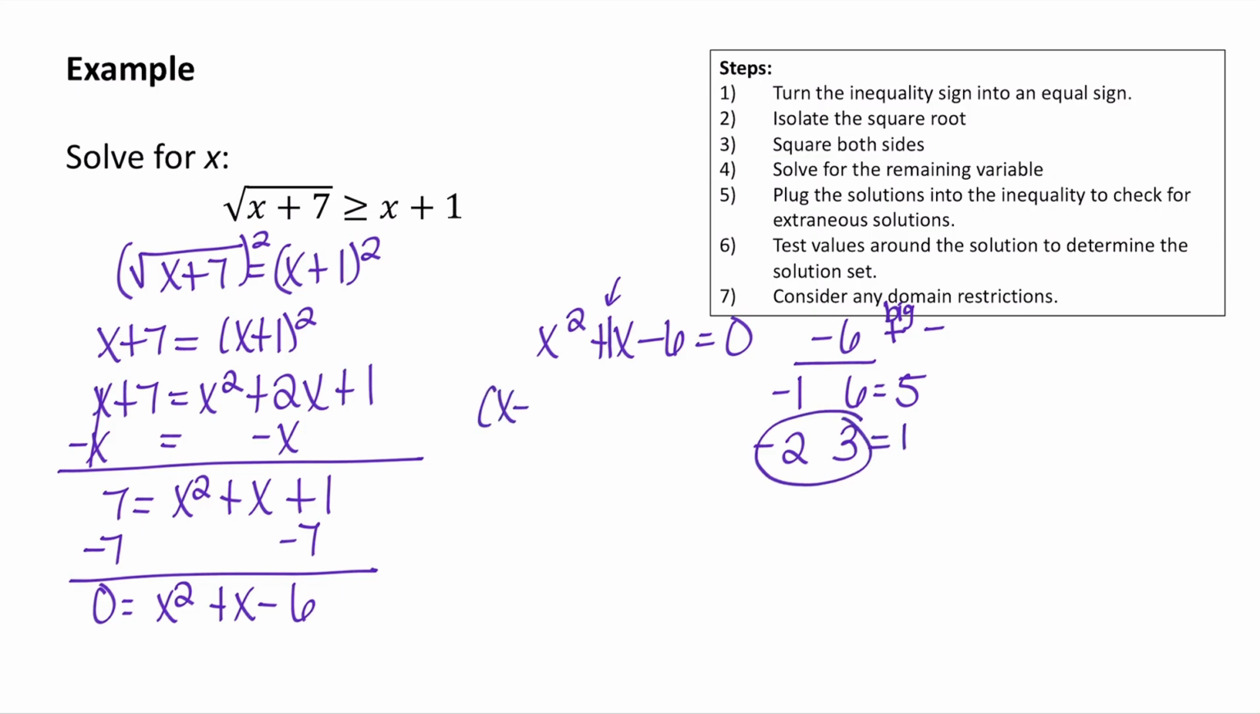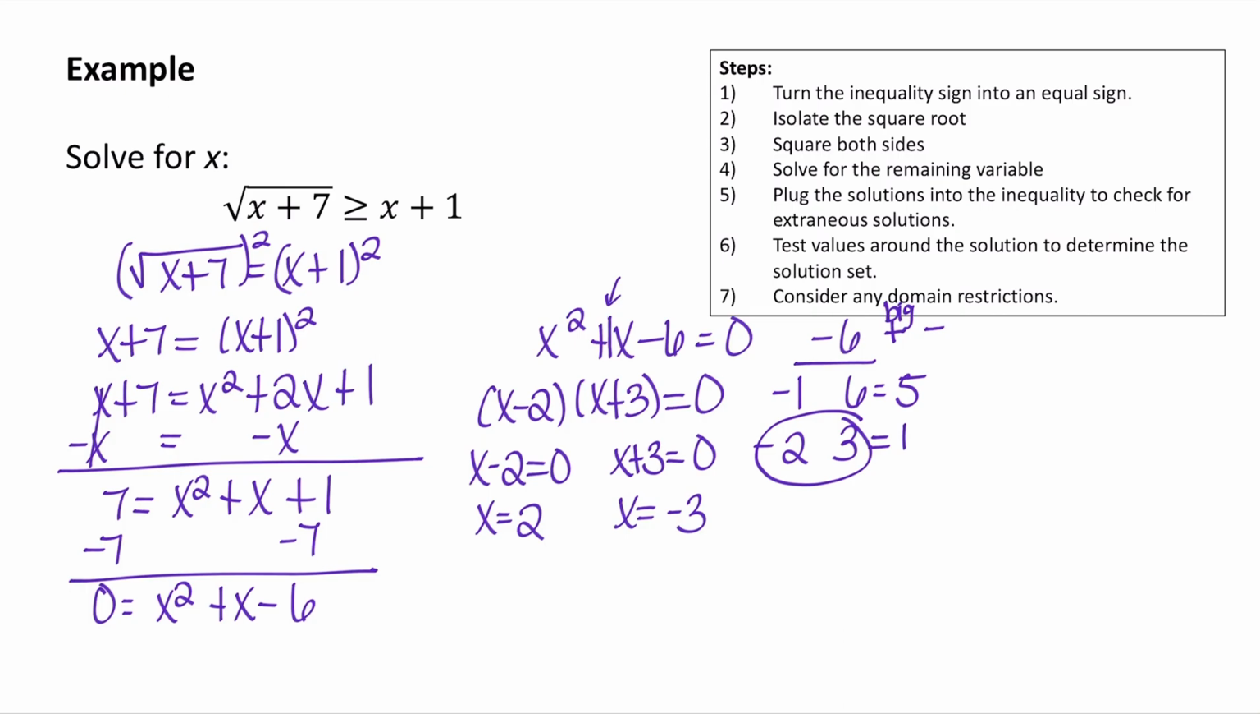So I have (x minus 2) times (x plus 3) equals 0. So that means that x minus 2 equals 0, which means x equals 2, or x plus 3 equals 0, which tells me that x equals negative 3. So now I have my two solutions. I need to check for any extraneous solutions.